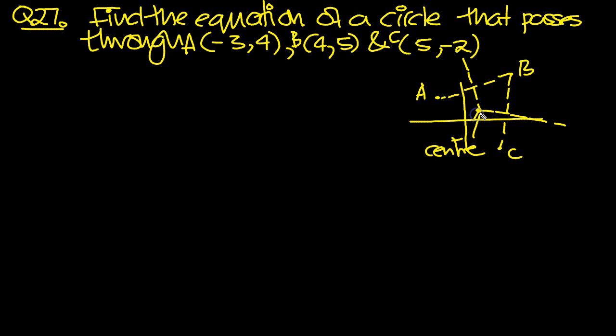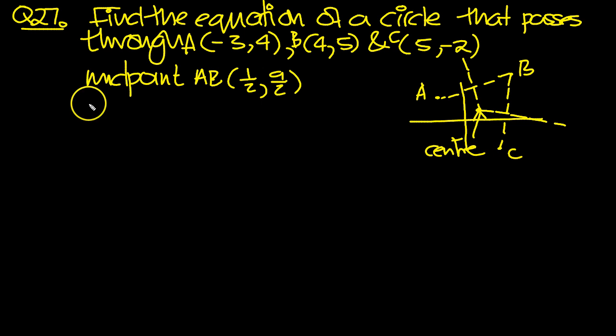Once we've found the centre, then we can just find one of the distances here, here, or there. So let's take AB and BC. The midpoint of AB: A and B, add them. 4 and -3 adds to 1. Divide by 2 is a half. The midpoint of the y, 4 and 5 is 9. Divide by 2 is 9 over 2.